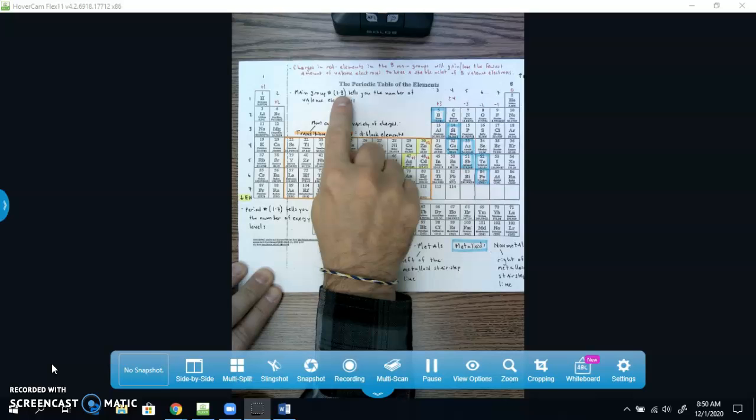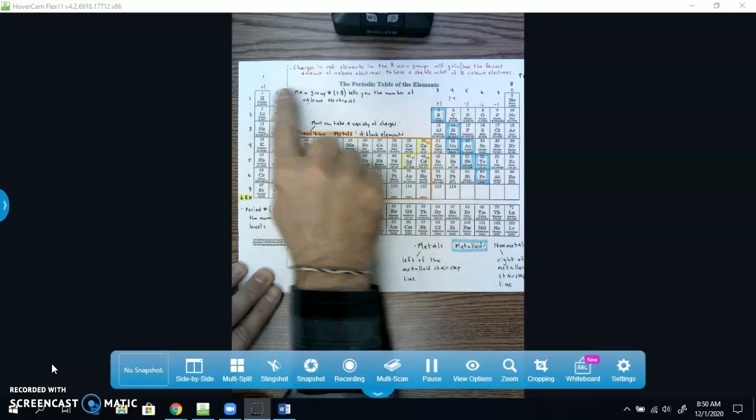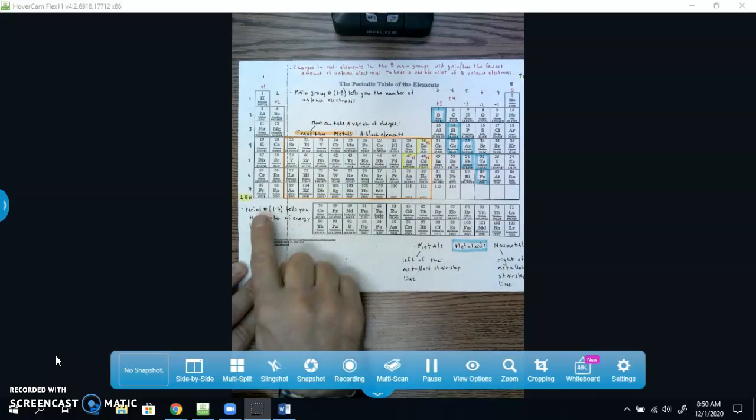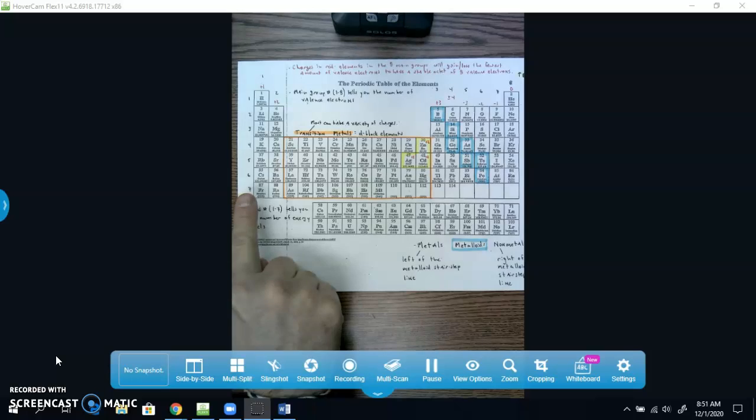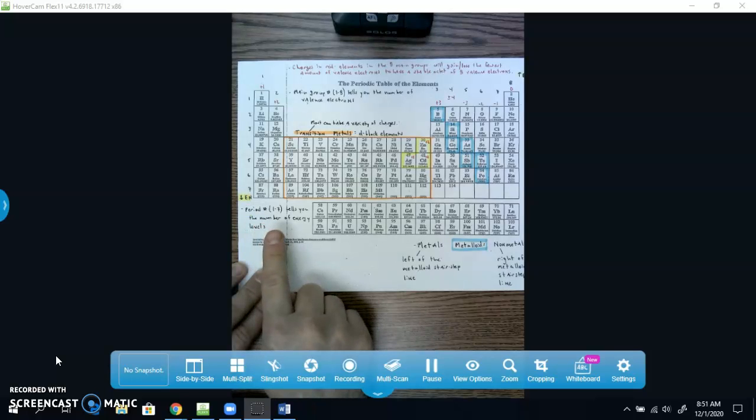So whereas main groups are vertical columns and we have 8 main groups on the periodic table, periods are horizontal rows. And remember, the period number, 1 through 7 down this side right here, tells you the number of energy levels in the Bohr atomic model.